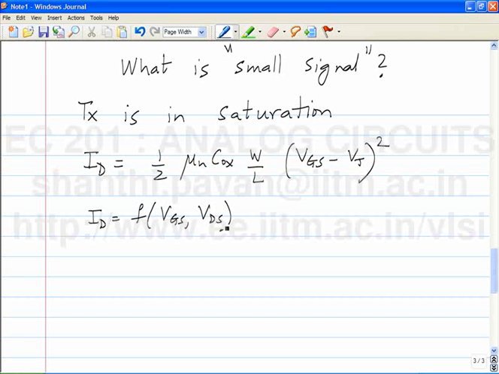However, for this particular device, when it is operating in saturation, the current does not depend on VDS at all, which means what is small signal as far as VDS is concerned? A function of two variables. You can expand that function around a given operating point, which is VGS comma VDS, by a two-dimensional Taylor series. Okay. In other words, you have a surface and you are approximating it around an operating point by a plane which is tangential to the surface at that point.